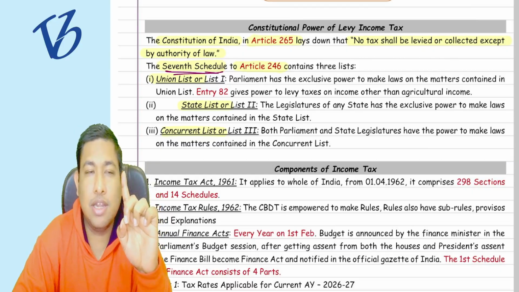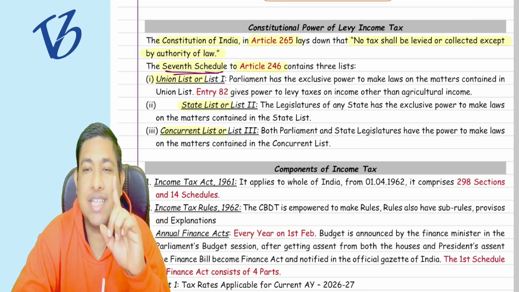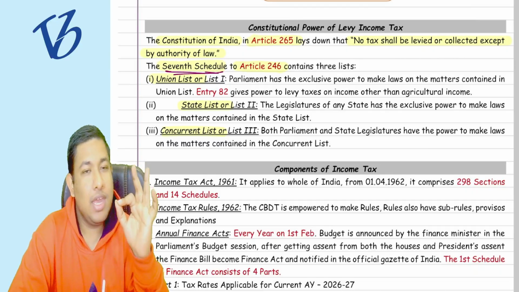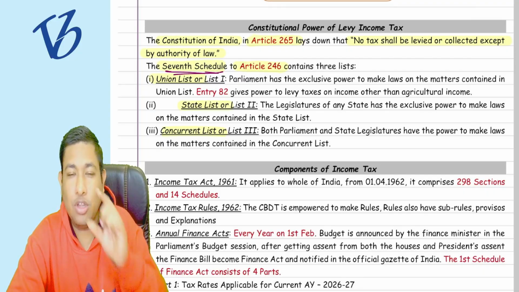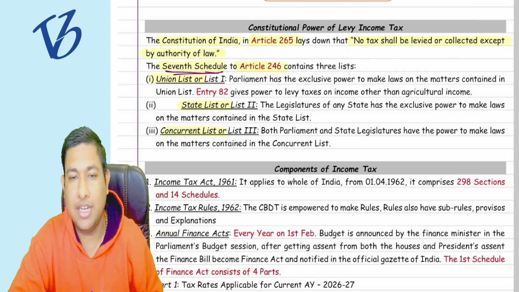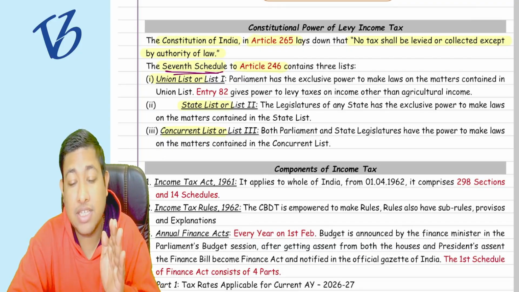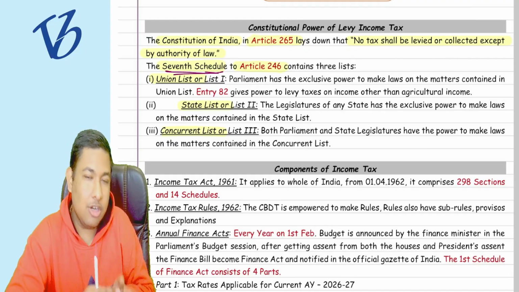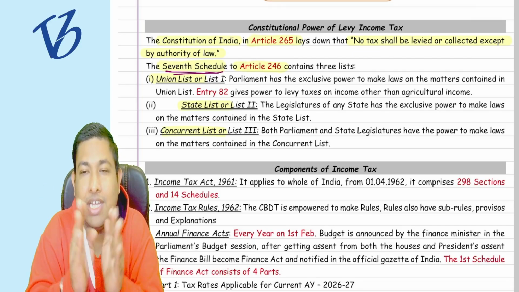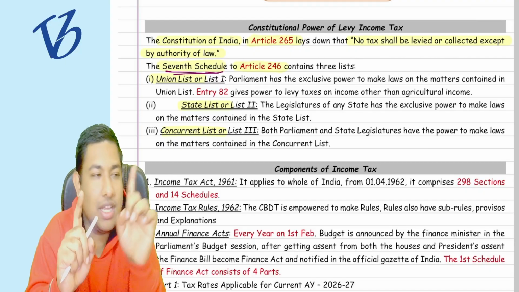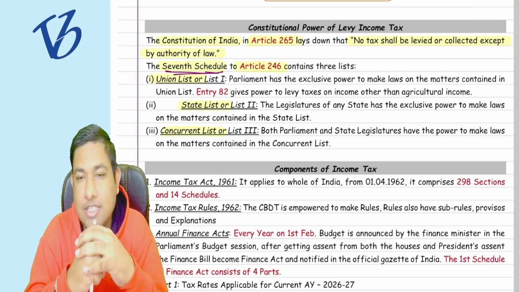The union list is the list of items on which the central government can take the taxes. In the state list, whatever items or incomes are given, the taxes on that income will be collected by the state government. And there is the concurrent list, where the central government along with the state government will collect the taxes collectively, jointly. There will be no single authority. The central government with the state government will simultaneously collect the taxes on that particular income.